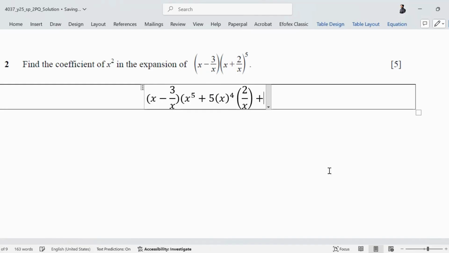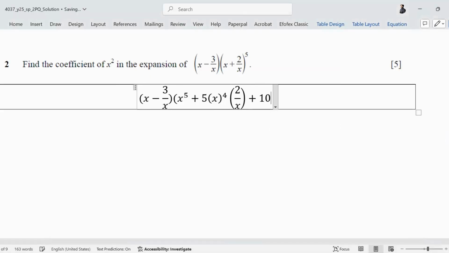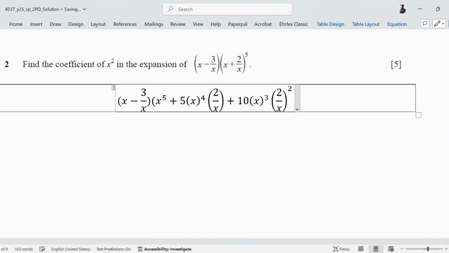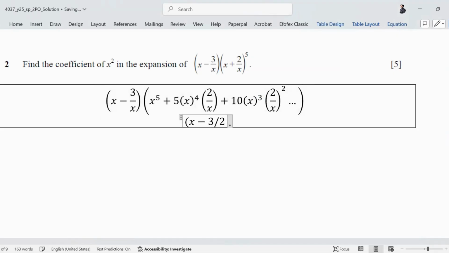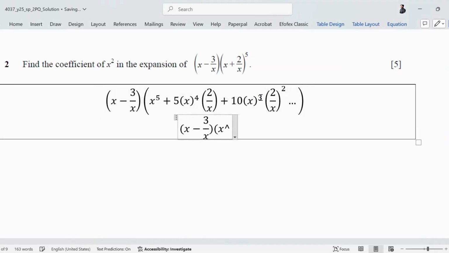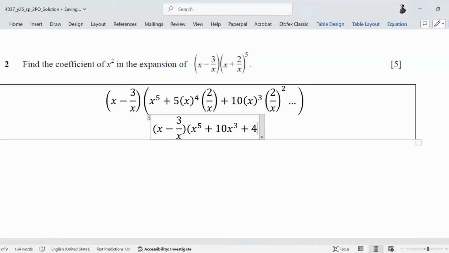Then the next term is 5c2, which is 10. x reduces to power 3 and 2 over x increases to square. So let's see if I need the further terms or not, or are these three good enough? Now let's simplify x minus 3 upon x. x to the power 5 plus 10x cube plus 2 squared is 4. Do not forget to square this 2. 4 into 10 is 40x.